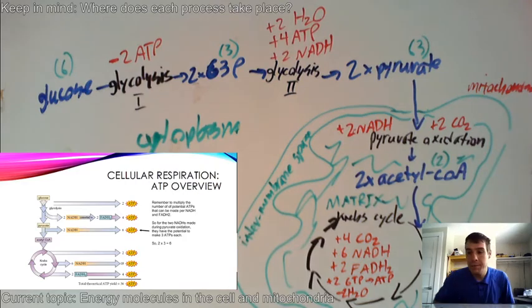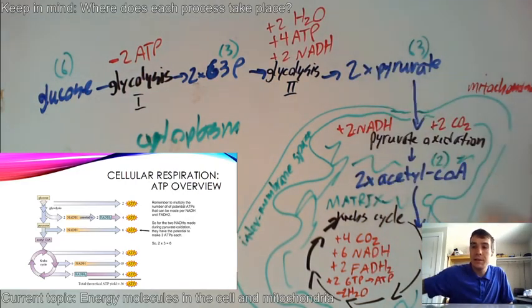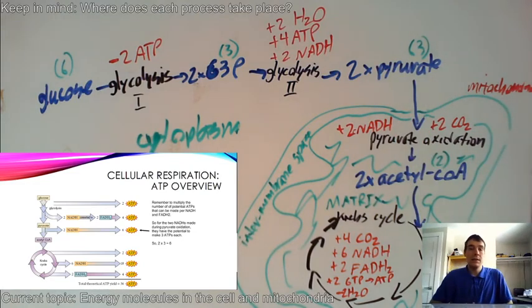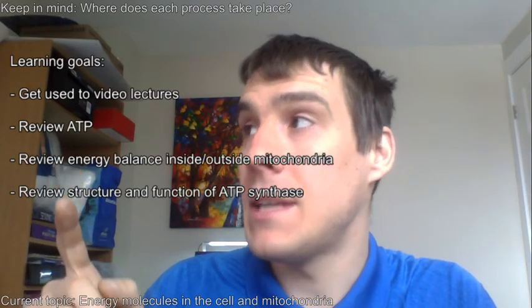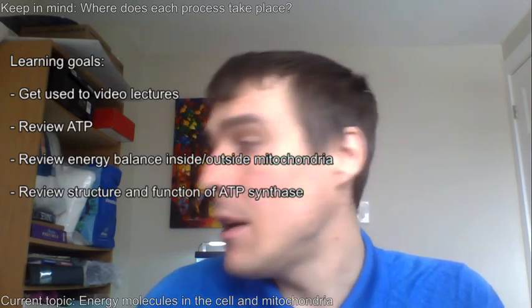All right, let's talk about what happens to this NADH and FADH stuff, because that is something that's important for us. So let's jump back over here. Go back to our learning goals. We have reviewed energy balance inside and outside the mitochondria, which means now the last thing is just talking about where those NADH and FADHs are going to go. We're just going to do a general brief overview of ATP synthase, and where it is and why it's important that it's there.